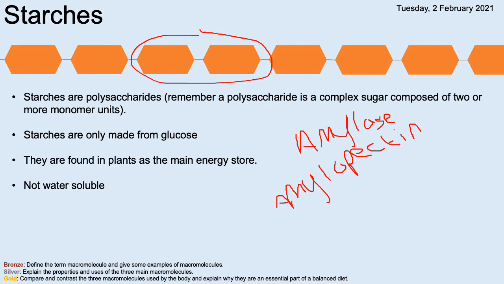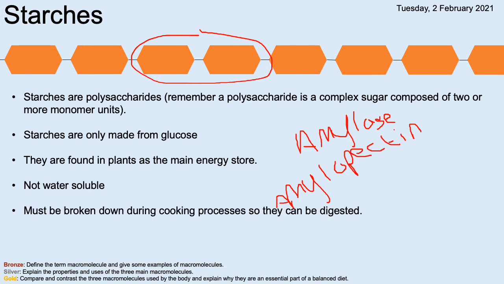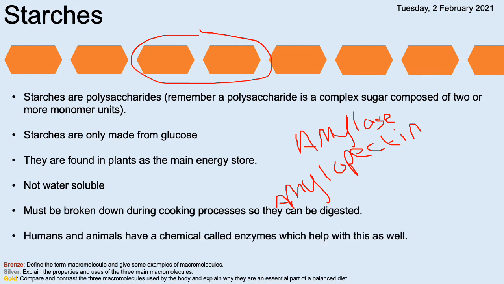Because starch is found in plants, it is not water soluble, and it is also very hard to break down. We cannot break it down in our gut ourselves. It has to be broken down during a cooking process so that it can be digested. We also have enzymes, which are a type of protein, which help with this as well, but it needs to be cooked before we can eat it. Otherwise, it just passes straight through.